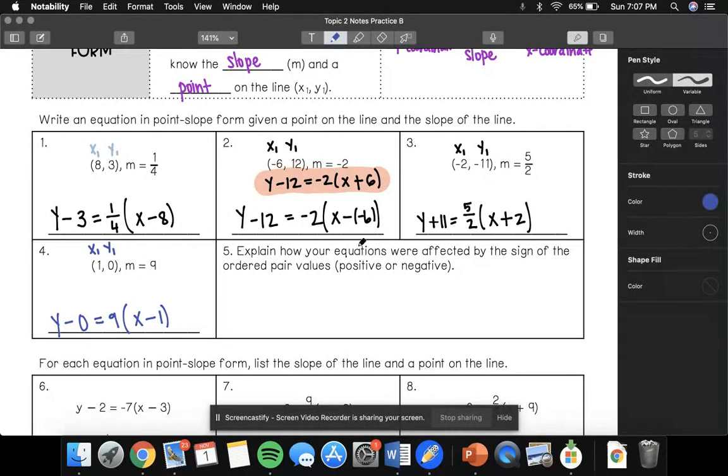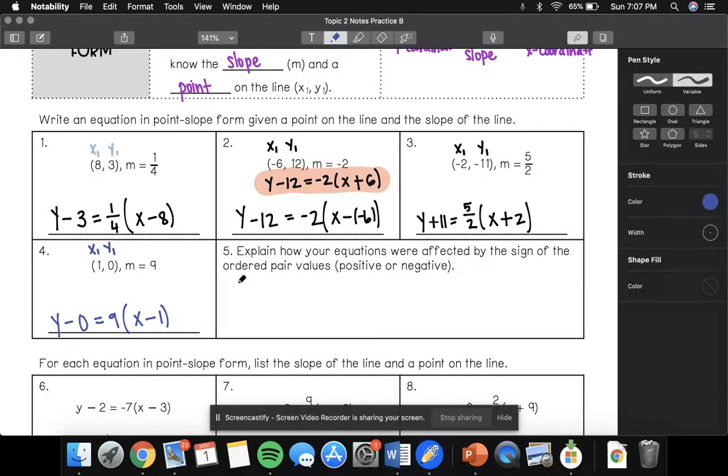Question 5 says, explain how your equations were affected by the sign of the ordered pair values, positives or negatives. Okay, so for this one, we had 2 positives, so they stayed a subtraction problem. This one, we had a negative value, so it actually became an addition problem. This one, there was a positive, so it was still a subtraction problem.